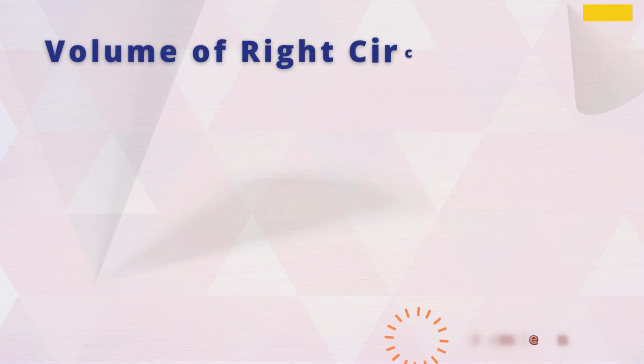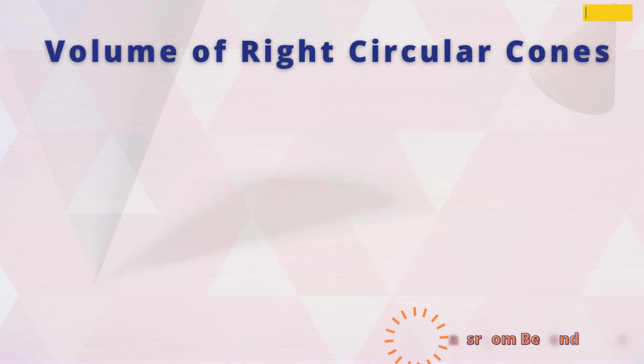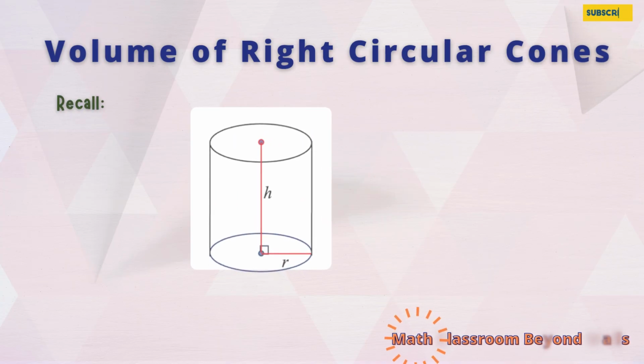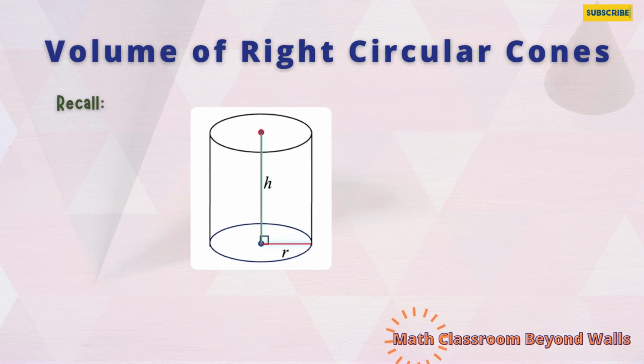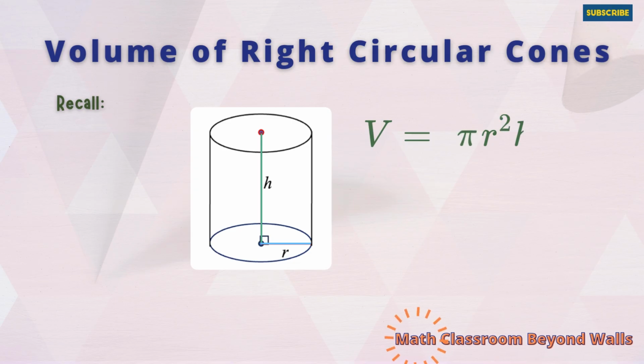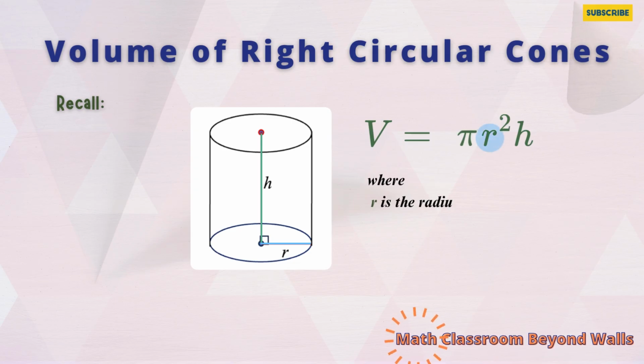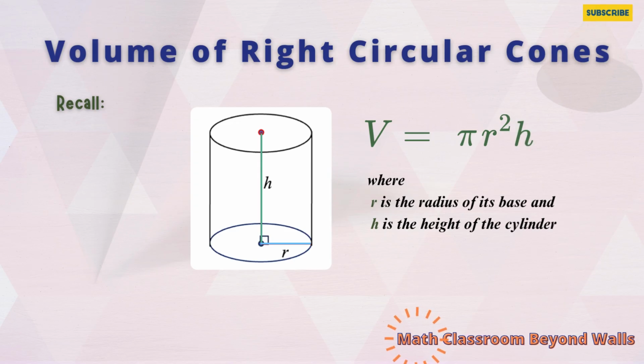How do we get the volume of the cone? Before we go there, let us recall what a cylinder is. Here is a cylinder with height h and radius r. Its volume is pi r squared h, where r is the radius of its base and h is the height of the cylinder. The part of the formula which says pi r squared is the area of the circular base.